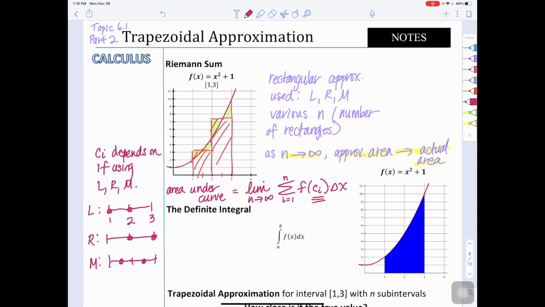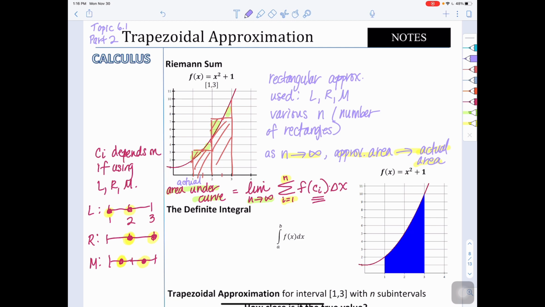So c sub 1 would be this first left one here. C sub 1 would be this right one here. And c sub 1 would be this first midpoint here. And you would go all the way until you reach n. Here's our c sub 1, c sub 2, c sub 1, c sub 2, c sub 1, c sub 2. And you would stop at 2 because n was 2 in that case. Now, when we take this limit to infinity, we get the actual area under the curve.